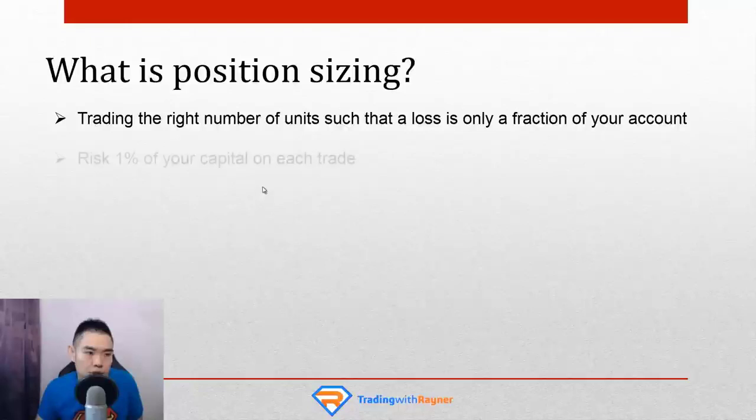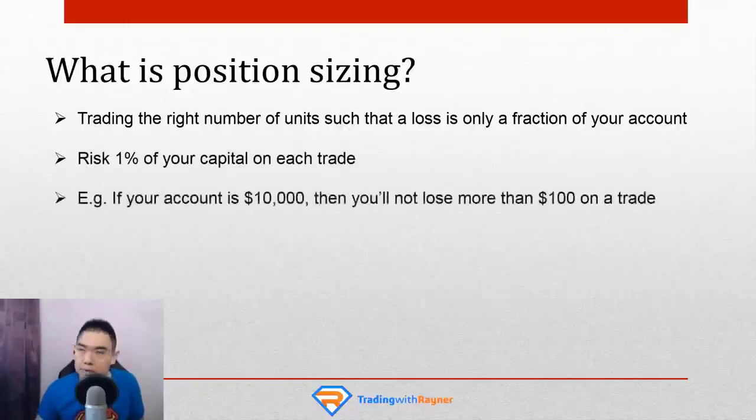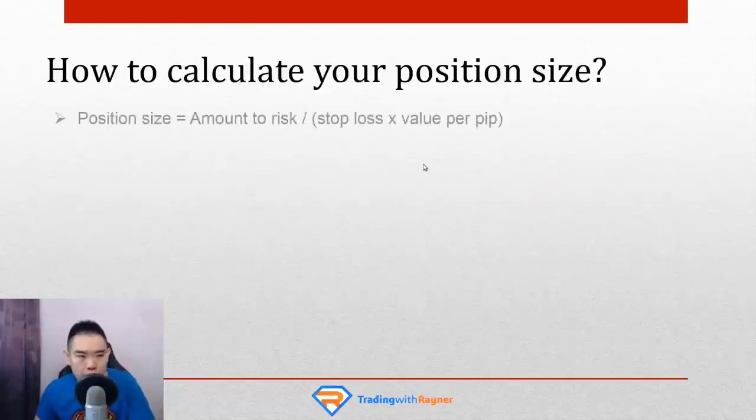As a general guideline, I usually advocate not to lose more than 1% of your trading account on each trade. So for example, if your account is a $10,000 trading account, 1% of 10,000 is $100. So this means every trade you put on, you should not lose more than $100. And now this brings us to the question: how do we calculate it in such a manner where you won't lose more than $100 on each trade? To do that, you need to know a few things. This is kind of like the secret formula. Position size is equal to the amount to risk, the amount of dollars that you're willing to risk, divided by your stop loss, multiplied by value per pip.